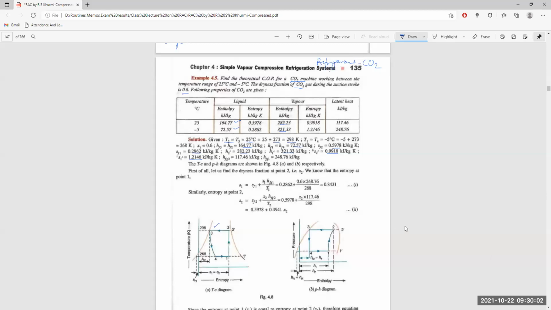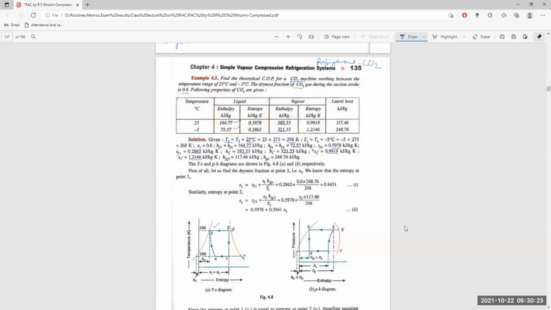As S1 is equal to S2, we have just pointed out, 0.8431 is equal to 0.5978 plus 0.3941 X2, or X2 is 0.622.